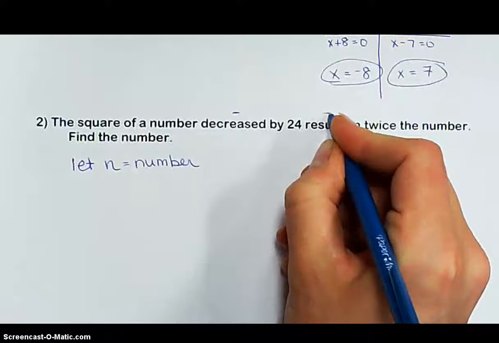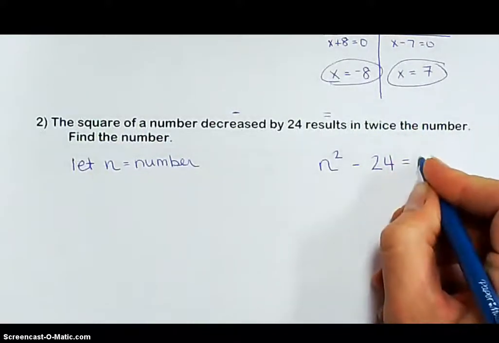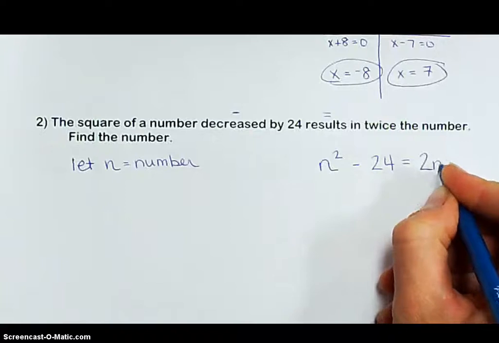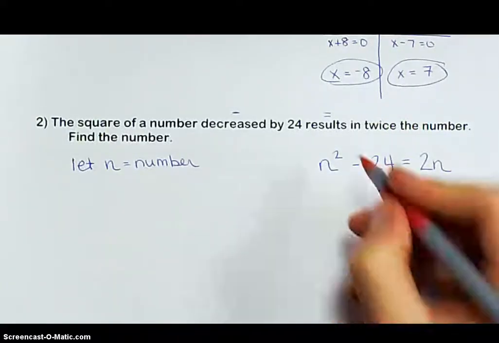The word results is equals, twice the number. So twice means we're going to multiply, so 2n. And we've got it. So there's our equation. So now we have to solve.